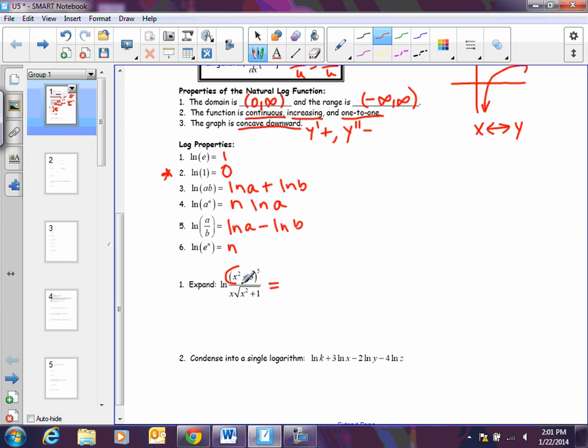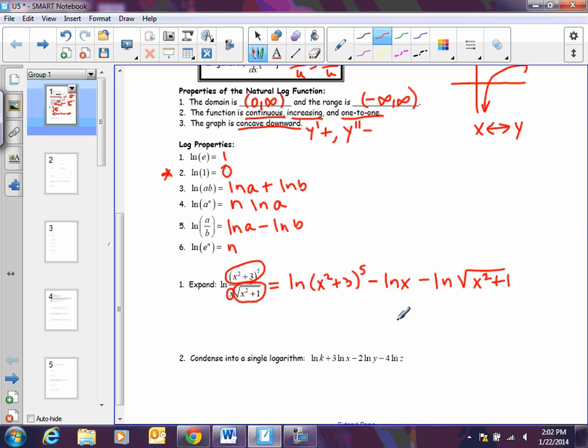So I have this x, and I have the square root. So actually I have 3. Okay, and so I can write this as natural log of x squared plus 3 to the 5th power. And then if I have something in the denominator, that's my cue to subtract that log. Subtract natural log of x. Subtract natural log of this square root.